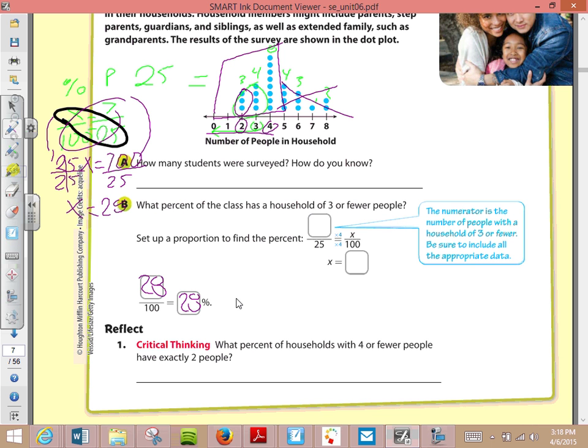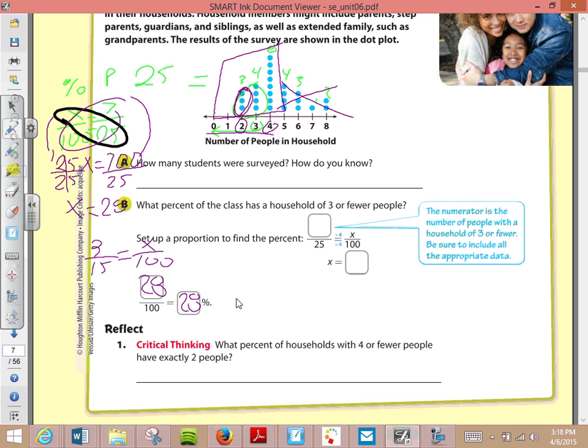We're focusing on houses with 4 or fewer people. That means we cross out 5 and above. So what do we have total now? 15. And what are we actually asking about? 2. Those who have exactly 2. So who has exactly 2 out of those 15? 3. 3 have exactly 2 out of those 15 that we're focusing on. So it will be 3 out of 15, and then the percentage.